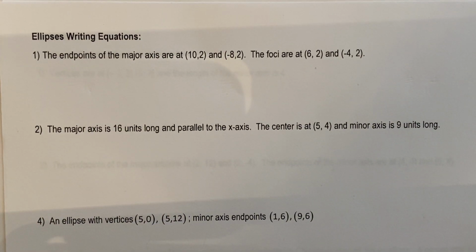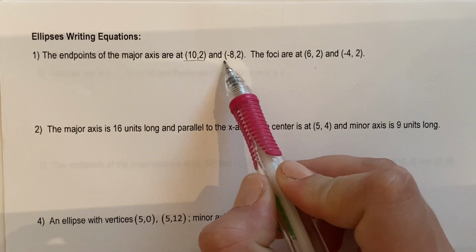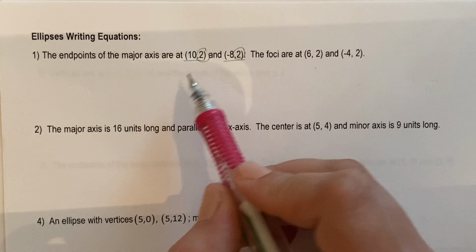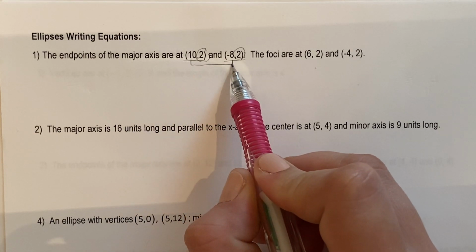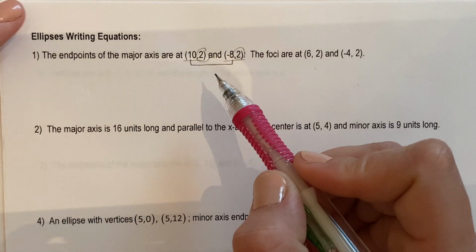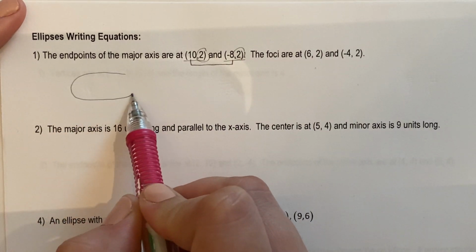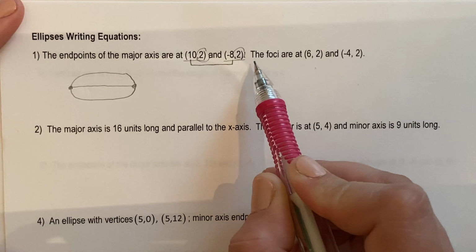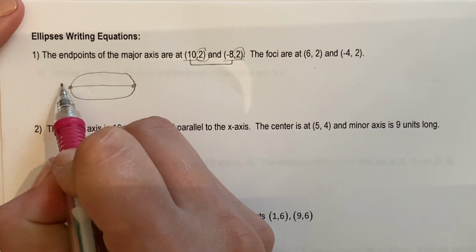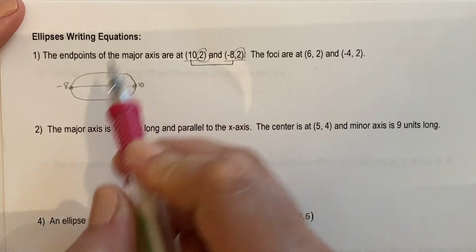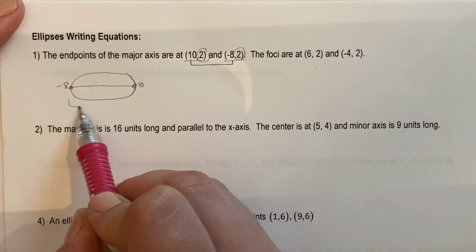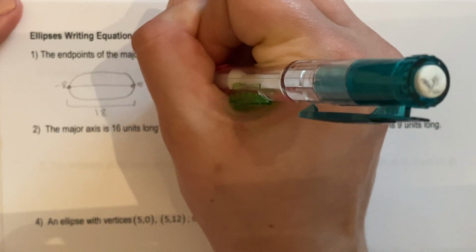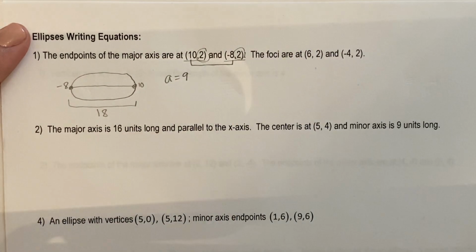On number 1, it tells me the endpoints of the major axis are here and here. So we have to notice this y value is not changing. That means my major axis is moving along the x values, so it's moving horizontally. So this is going to be a horizontal ellipse. Because the y values aren't changing, I'm not going to look at the y values because I know they're all 2. So I'm going to go from -8 to 10 for my major axis. Well, I know that -8 to 10 is a length of 18. So that tells me that my a value is half of 18, which is 9.